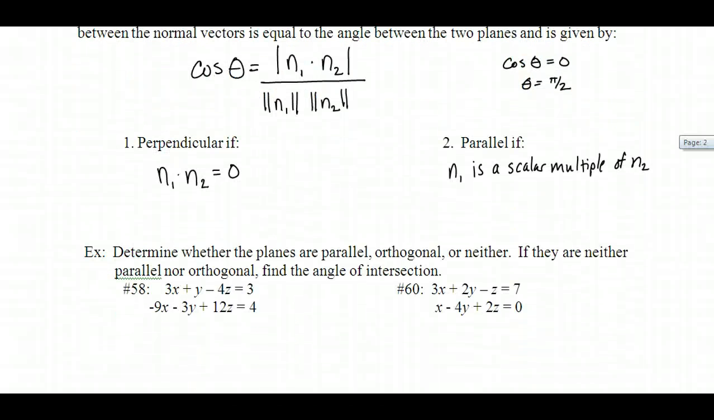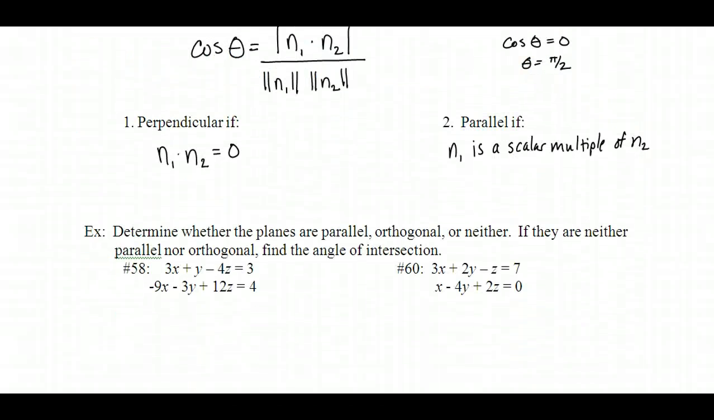So, a type of question that we can have, for example: determine whether the planes are parallel, orthogonal, or neither. If they are neither parallel nor orthogonal, then we want to find the angle of intersection. So if we look at our first plane here, the direction vector that goes with it, n sub 1, is going to equal 3, 1, negative 4. And we don't really care about that constant. But this is our normal vector for it.